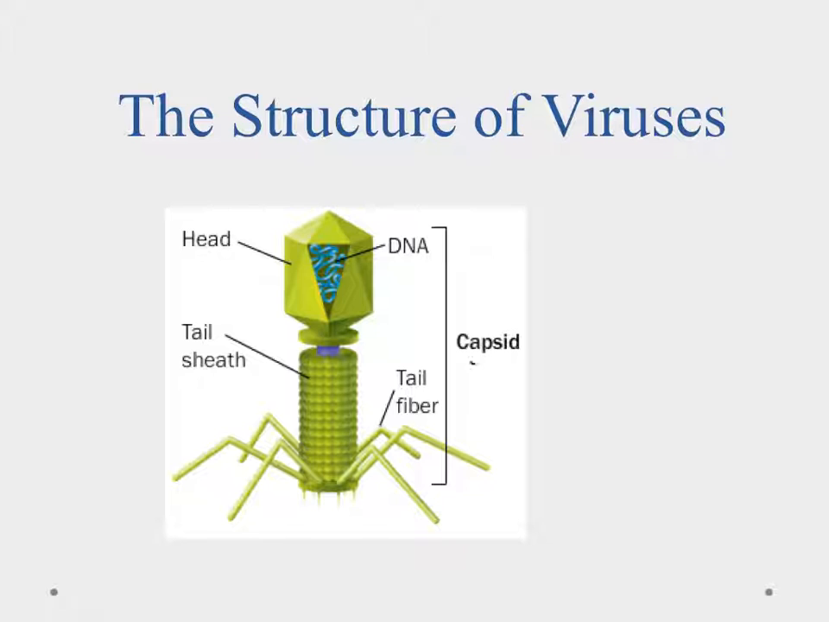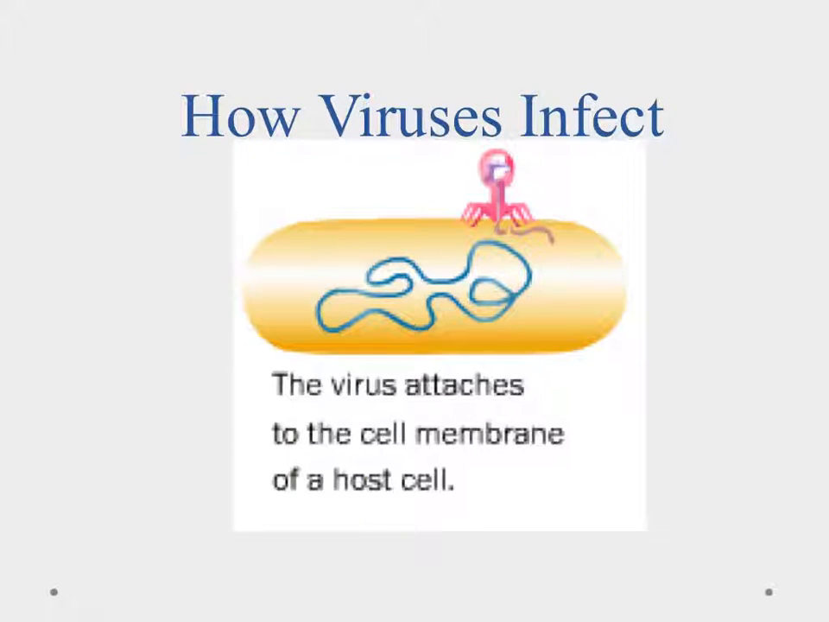The first is this protein capsid here, and this is going to be the outer shell. So it's made up of a head here, it has the tail sheath here, and then the little tail fibers here, and those are all proteins. The other structural part of a virus is the DNA that's found inside of the head here. Okay, so we have the protein capsid and then we have the DNA material, and that's all that's in a virus.